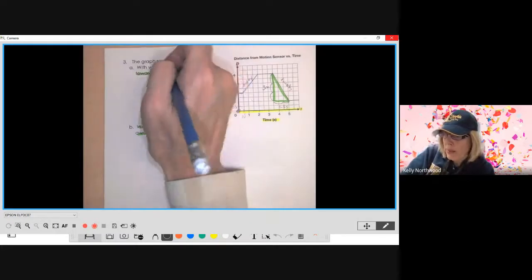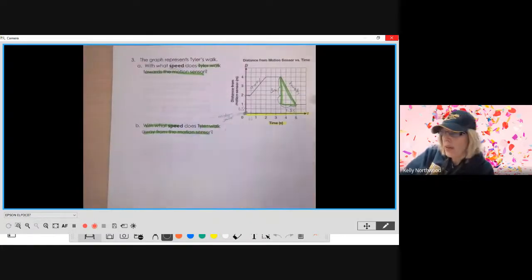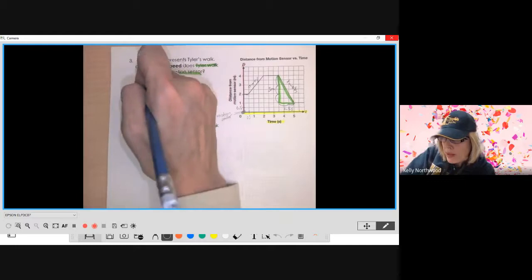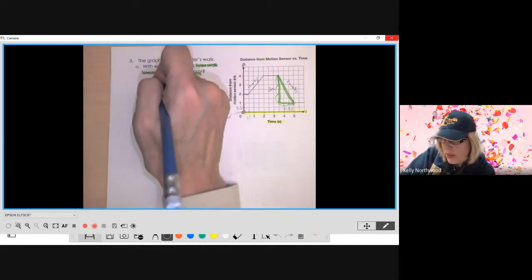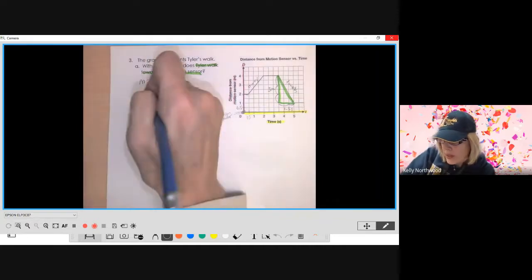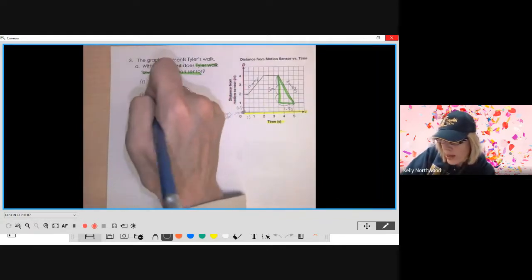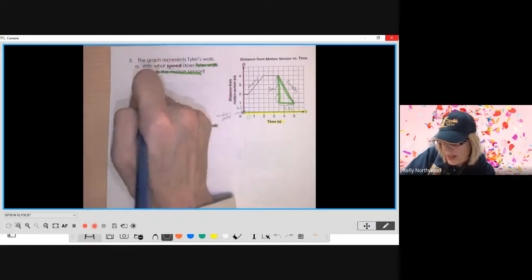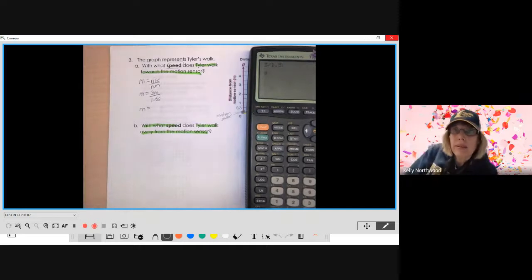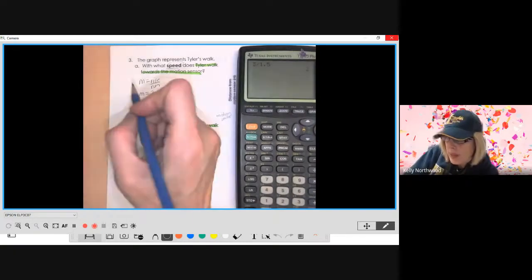So speed, remember we don't have negative speed. So even though I know that's a negative slope, what it really means is Tyler's moving or walking towards the motion sensor. So my rate is going to be the rise over the run. The rise is 3 meters. The run is 1.5 seconds, which is, if you divide that on your calculator, it should be 2 meters per second.